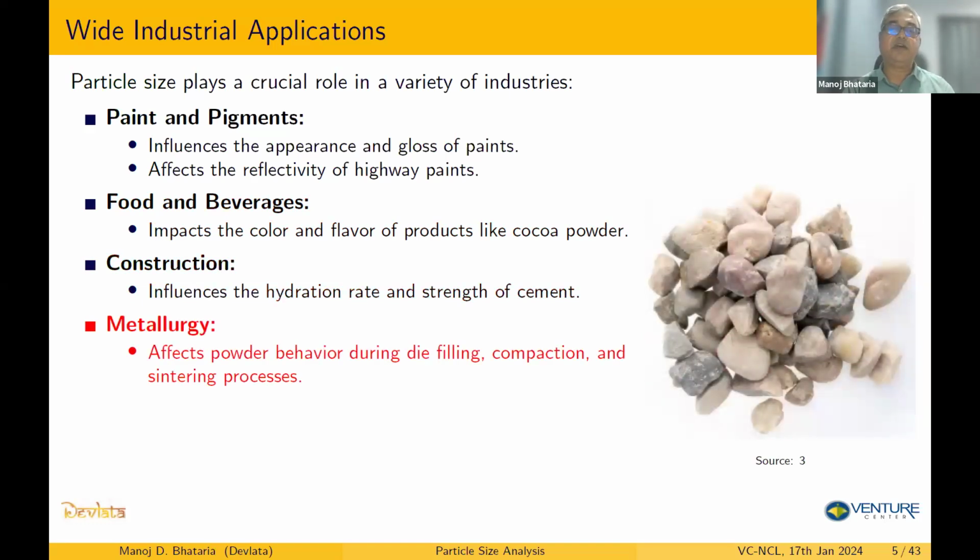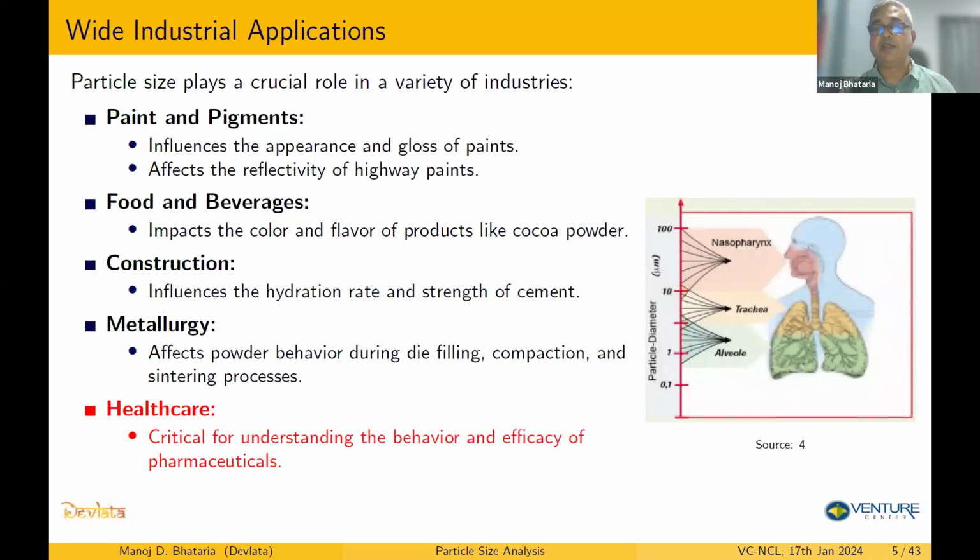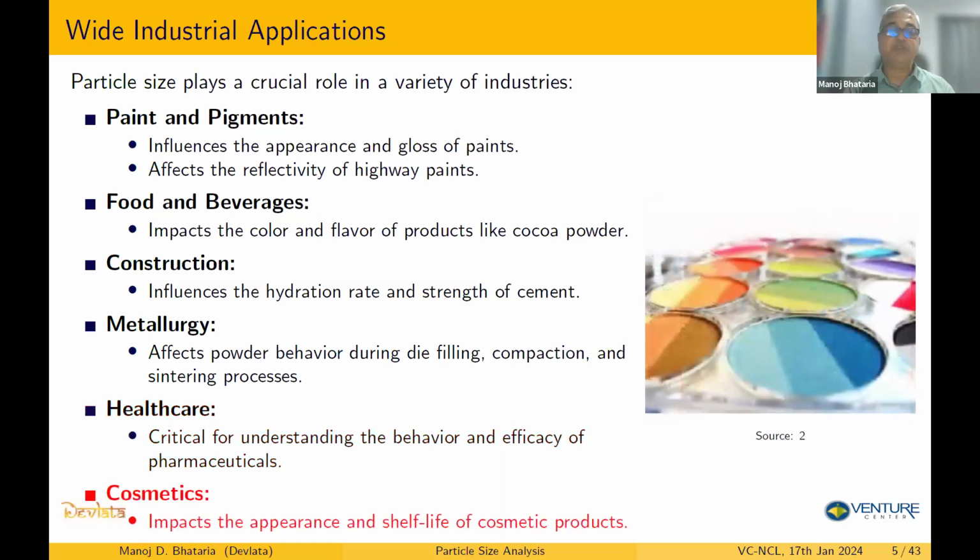Metallurgy, as we said, when you want compaction or, say, a sintering process, at that time the particle size is important. In healthcare, how do you understand the pharmaceutical efficacy? So what kind of particles? It just showed a diagram where the human air path is shown, basically, so which parts get affected by which particle size. And of course, cosmetics. So the appearance and the shelf life of cosmetic products also get affected by particle size.